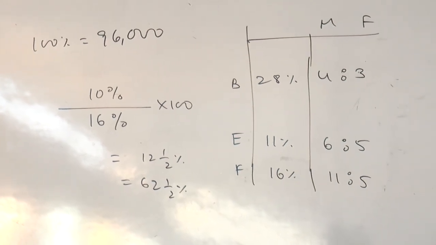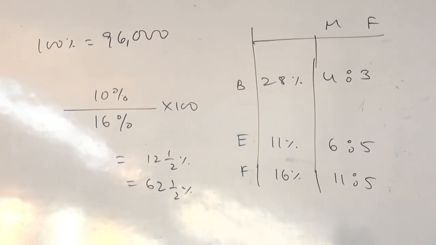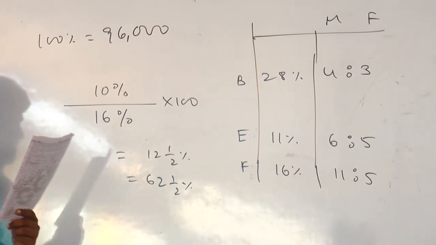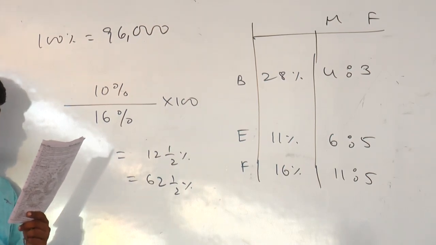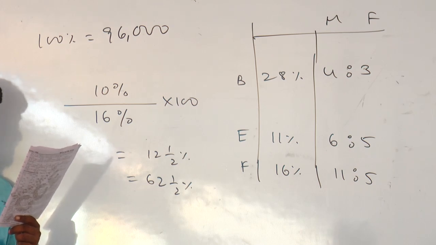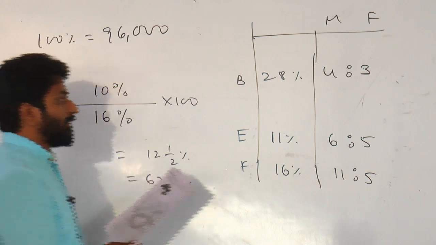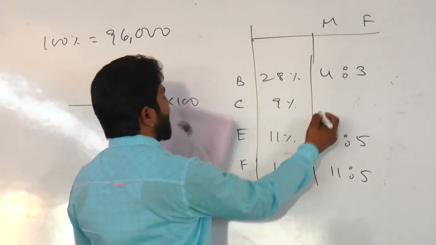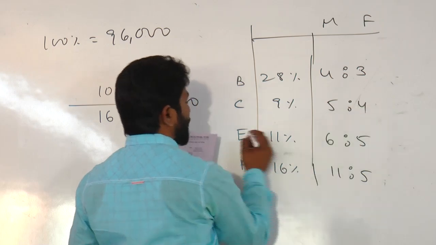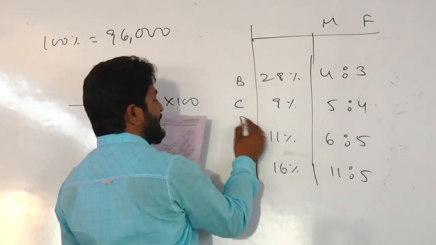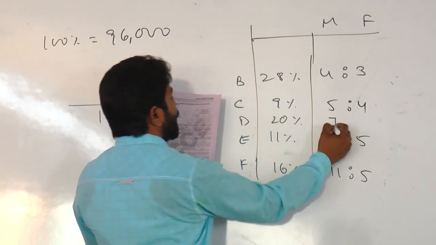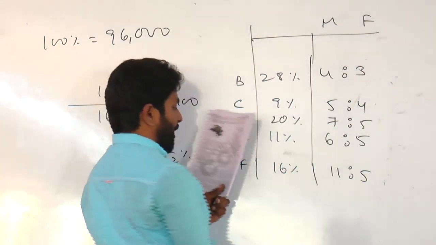Next. 43: the average number of male management students in cities C and E together is what percent less than the number of female management students in D? Right. In C, we have total 9% and ratio 5:4. And D, total percentage 20% and ratio 7:5.